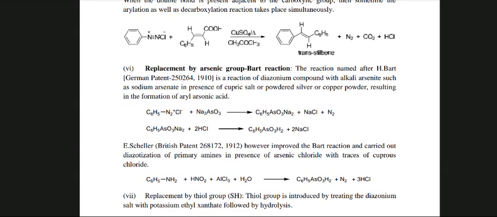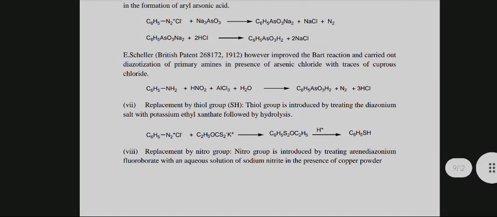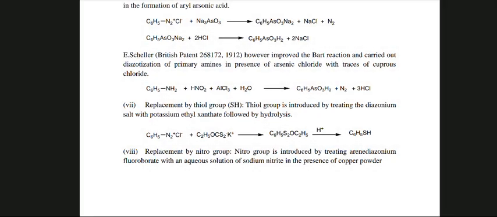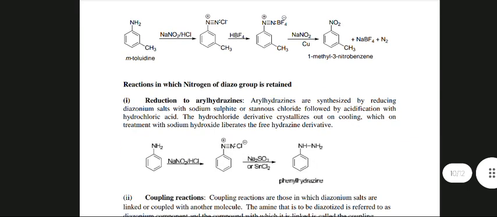E. Scheller, however, improved the Bart reaction and carried out diazotization of primary amines in presence of arsenic chloride with traces of cuprous chloride. Replacement by thiol group. Thiol group is introduced by treating the diazonium salt with potassium ethyl xanthate followed by hydrolysis. Replacement by nitro group. Nitro group is introduced by treating arene diazonium fluoroborate with an aqueous solution of sodium nitrite in the presence of copper powder.